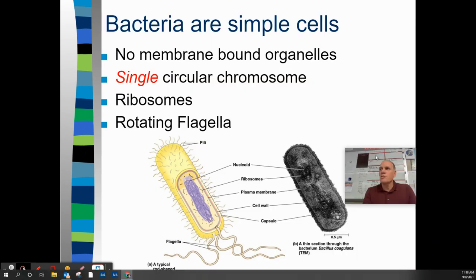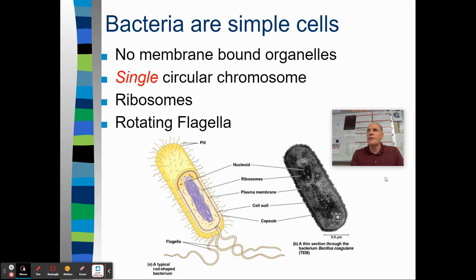So here's just some of the things we see with bacteria. There's no membrane-bound organelles in bacteria, so there's no endoplasmic reticulum, there's no Golgi apparatus, there's no vacuoles, there's no lysosomes, nothing of that nature. They do have a single circular chromosome. However, here you can see that is oftentimes very folded up very tightly because it's a big chromosome in a tiny cell, and that's what we call the nucleoid region sometimes.